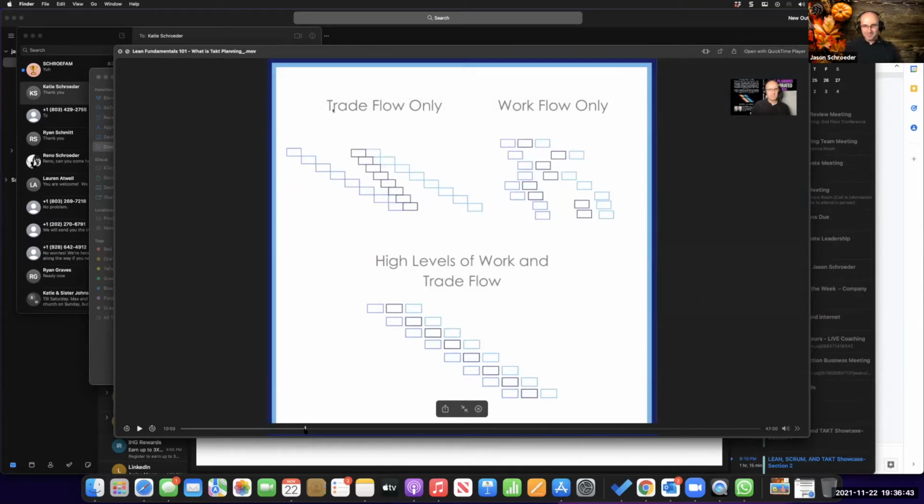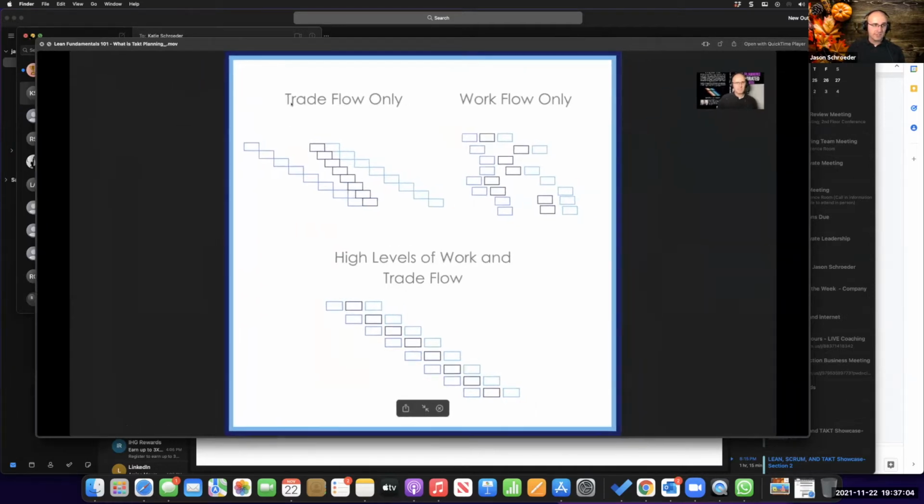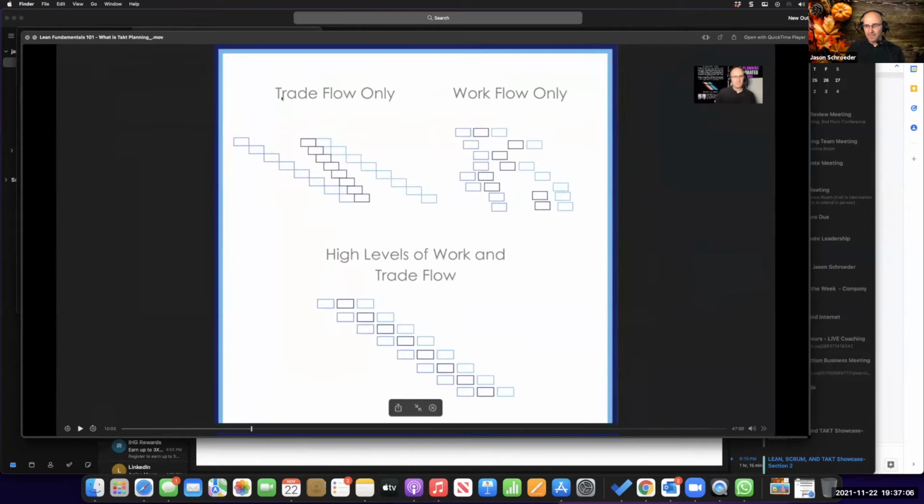So if you ever read the book, This is Lean, by Nicholas Modig, an international best-selling author, this is the concept he talks about. Up here on the top left, you can see a schedule with mostly trade flow. That means that each of these contractors have their own individual rhythm. So this one goes a little bit slower, this one goes a little bit faster, this one's slower. What's wrong with this? This is a rhetorical question, but if you answered that, you would say, well, there's all these efficiency gaps in here. And you would be right.